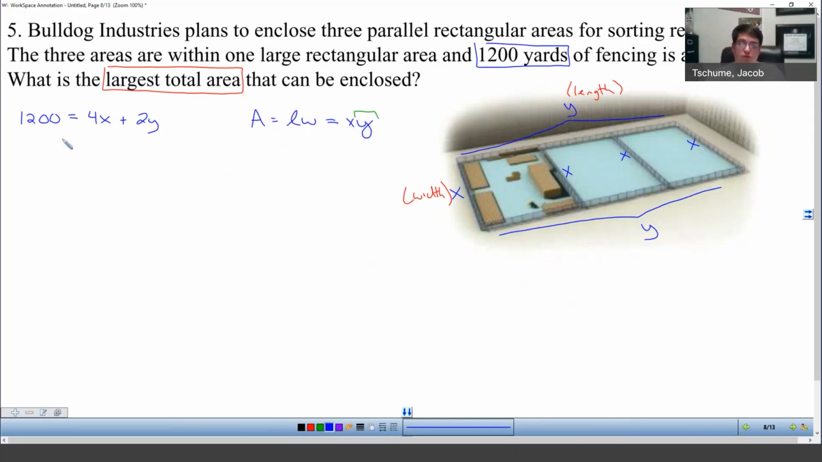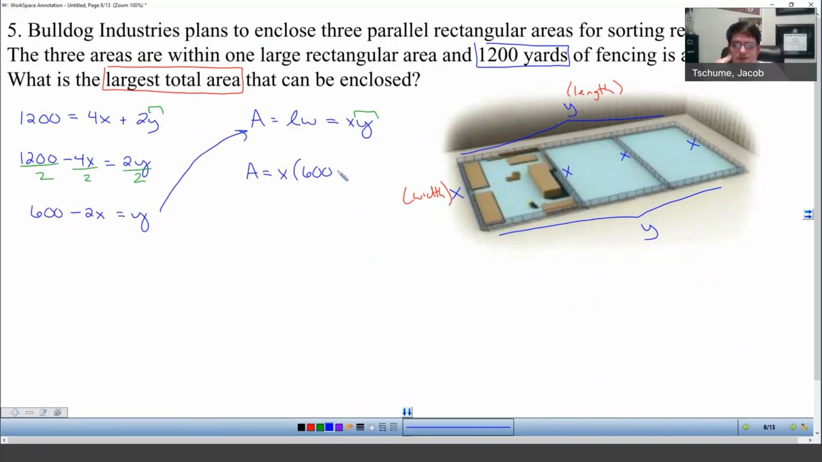So back to my original formula that has all the numbers. I need to solve for y in this formula. If I move the 4x over, 1,200 minus 4x is going to equal 2y. And then if I divide everything by 2, I can say that 600 minus 2x is equal to y. We're going to substitute this into our area formula. So area will be x times 600 minus 2x. If I distribute the x through, this will be 600x minus 2x squared.